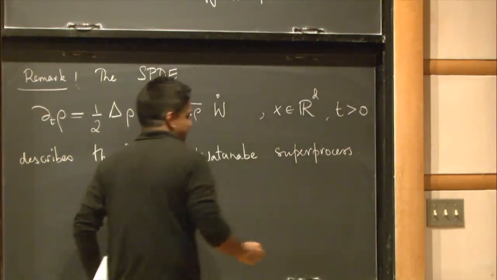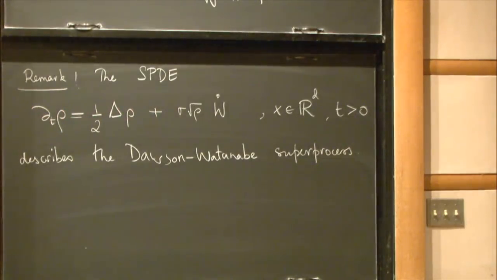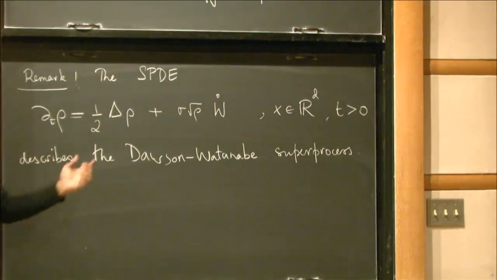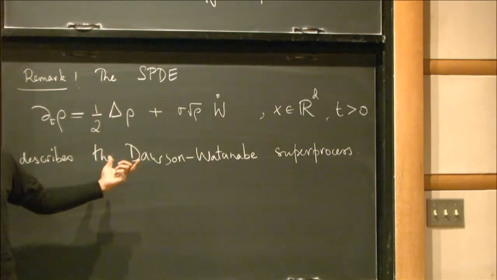So the terminology superprocess is terminology of Dynkin. Process is just probabilist terminology for a random function. What's happening in these problems is that you have a measure which is randomly evolving, so it's not just a function which is evolving, it's a measure which is evolving. So Dynkin called this a superprocess. And this model was introduced by Dawson and Watanabe.